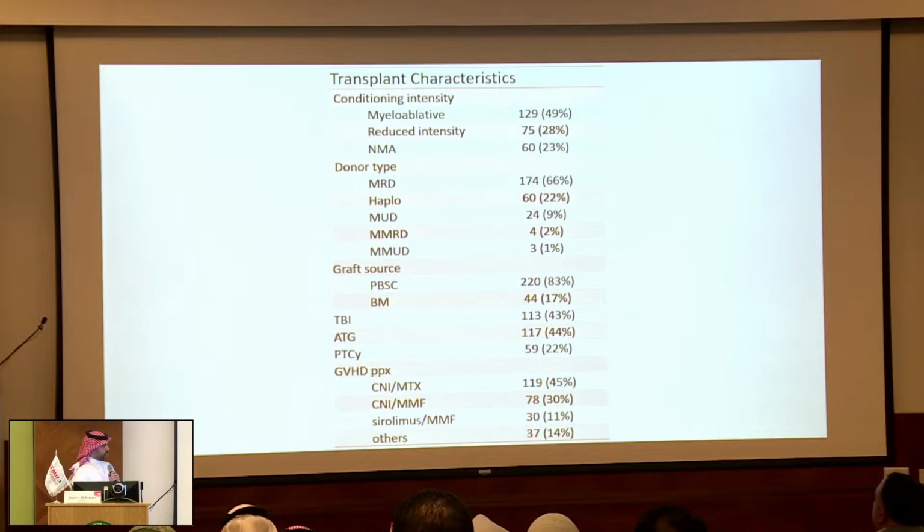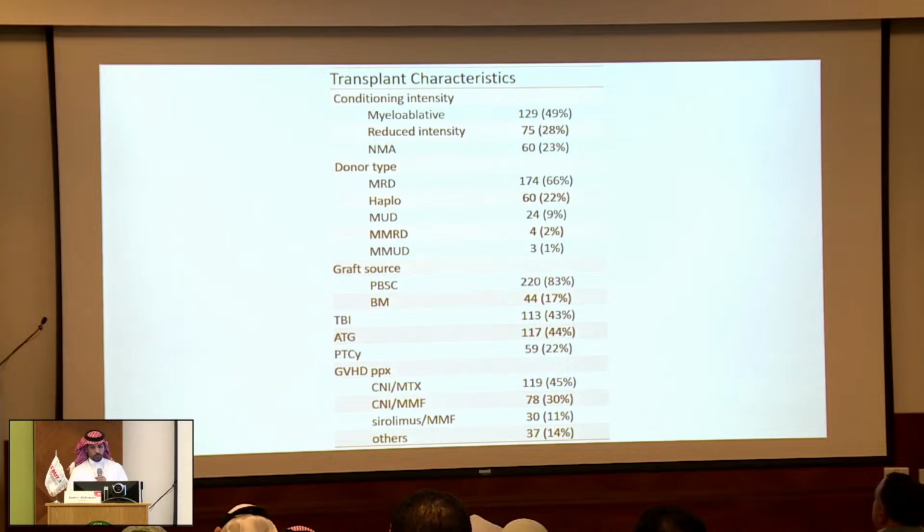Around 50% of our patients receive myeloablative conditioning, because you can see the high proportion of patients are actually non-leukemia. They are bone marrow failures or hemoglobinopathies. So the majority of our patients, 50%, receive myeloablative, but we have a good number of reduced intensity conditioning here, as well as non-myeloablative.